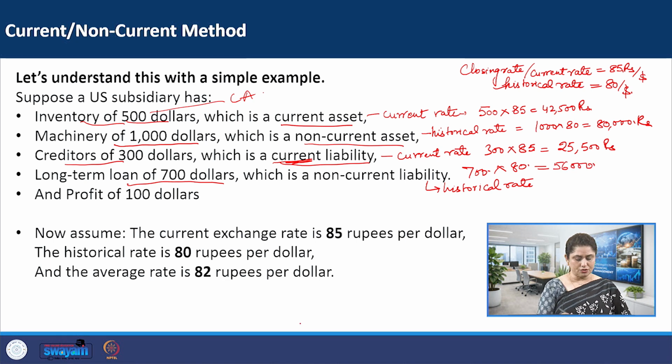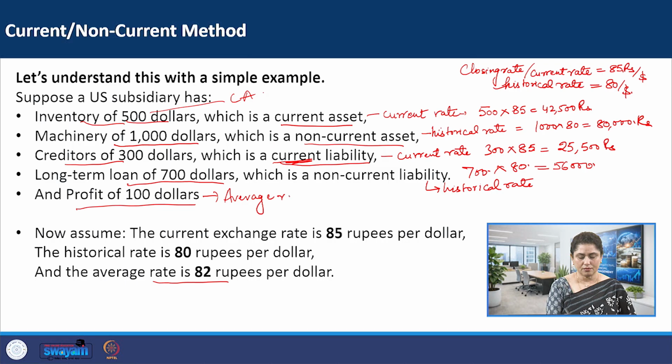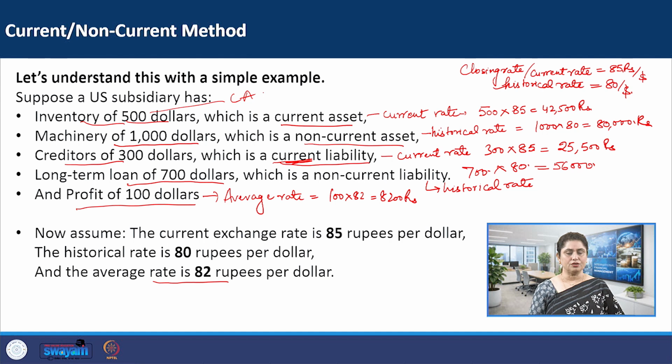Now let's talk about this profit. We have also been given that the average rate is 82 rupees and the profit is converted as per the average rate. So here we will use the average rate, and this will be 100 into 82. So this is going to be 8,200 rupees. So this is how we use the current and non-current method.